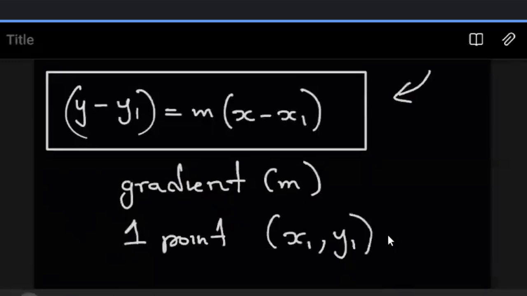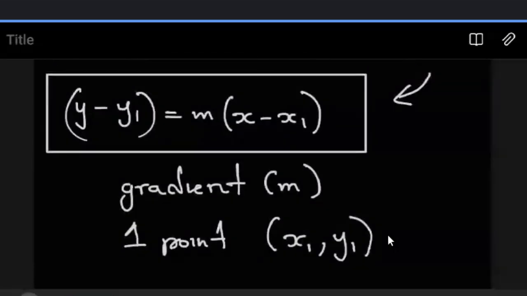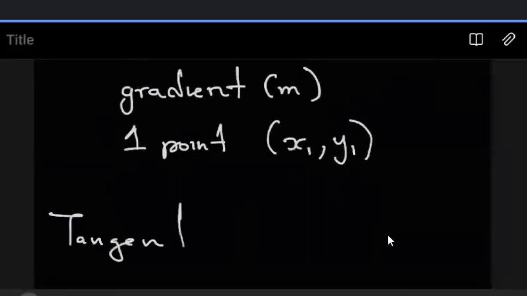Now, apart from this, this is going to be one useful equation. Now, let's start with tangents. If you're given a curve, a tangent is going to be a line that cuts the curve at only one point. That is what a tangent is.